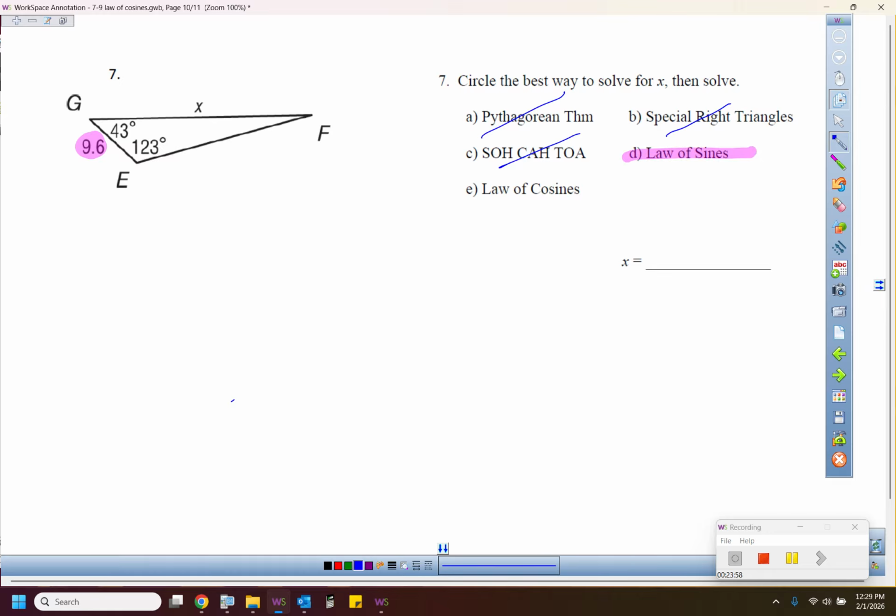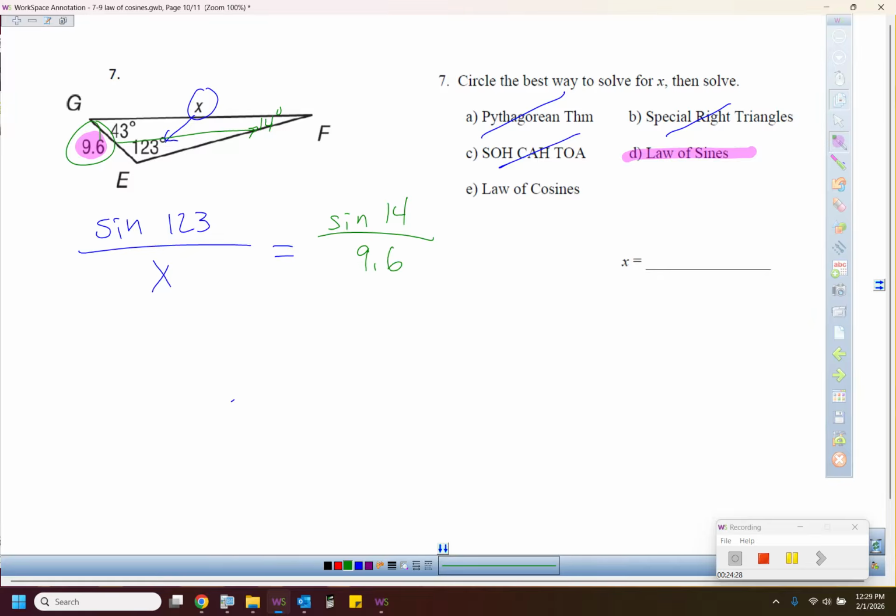So again, I circle the side and draw an arrow to the angle across from it. So the sine of 123 over x will equal, this guy right here is the other side. Got to figure that out. So I'll do that in my calculator off screen. 180 minus 123 minus 43. I got 14 degrees. So the sine of 14 over 9.6.